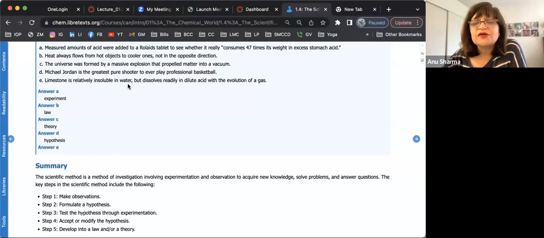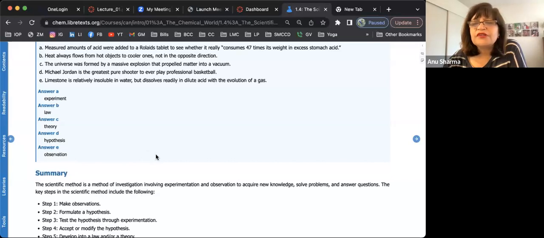Next: limestone is relatively insoluble in water, but dissolves readily in dilute acid with the evolution of a gas. This is an observation. Limestone is insoluble in water: when you put the limestone in water, you see it's not soluble. Then when you dissolve it in dilute acid, it gives you a gas. So this is obviously an observation.